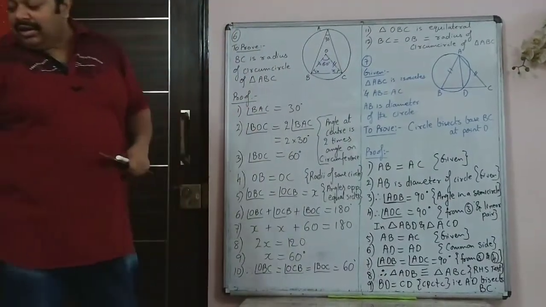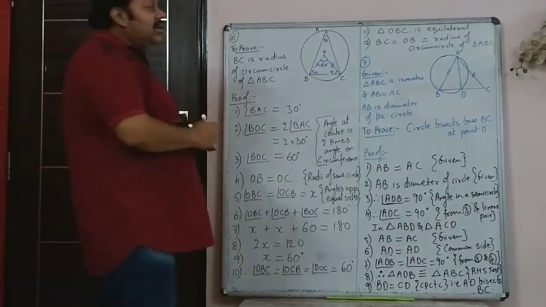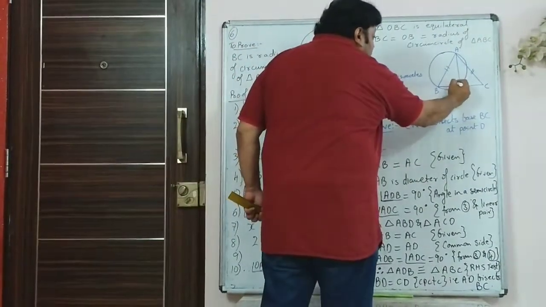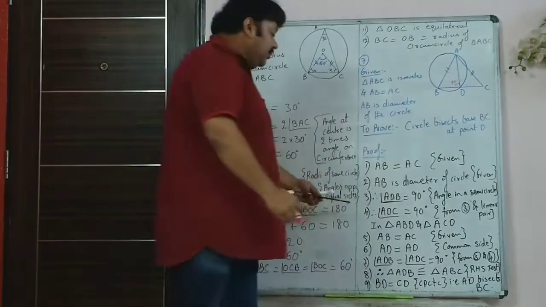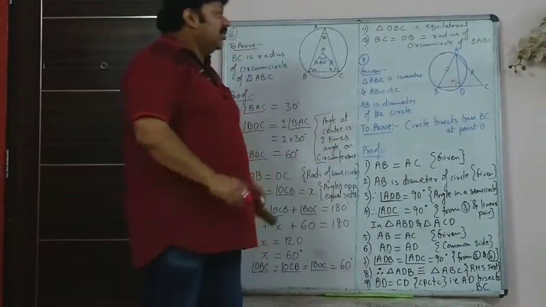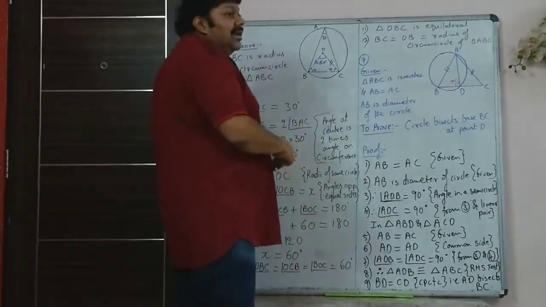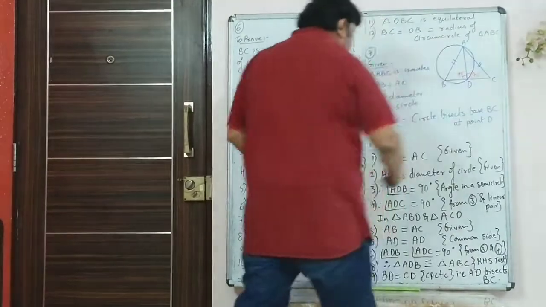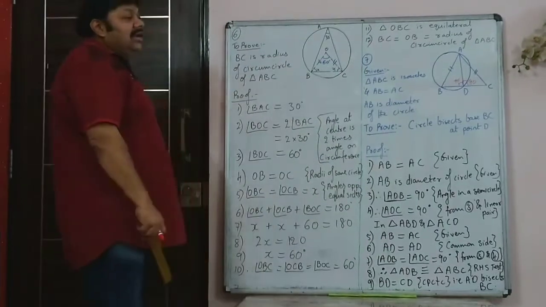Why is that angle 90 degree? Because it is angle in a semicircle. You are given AB is diameter, so this angle will be 90 degree. That is because angle in a semicircle. So by linear pair, you will get this angle is also 90 degree. That is angle ADC will also be 90 degree.